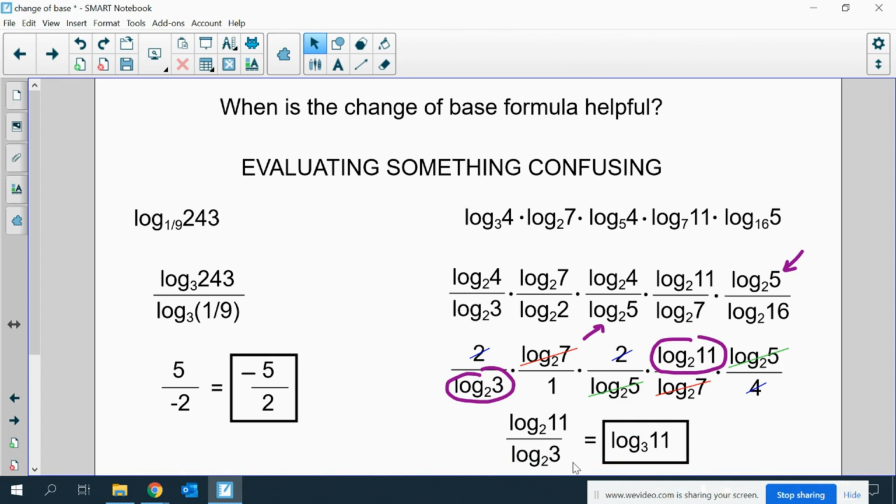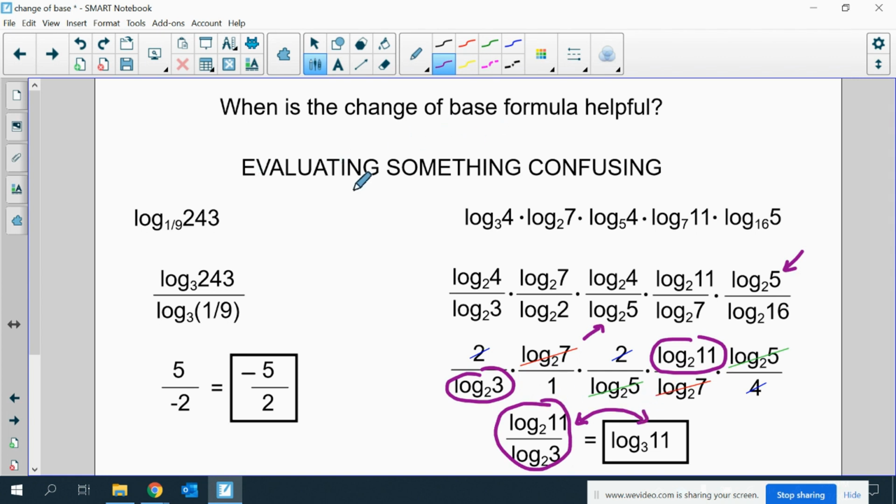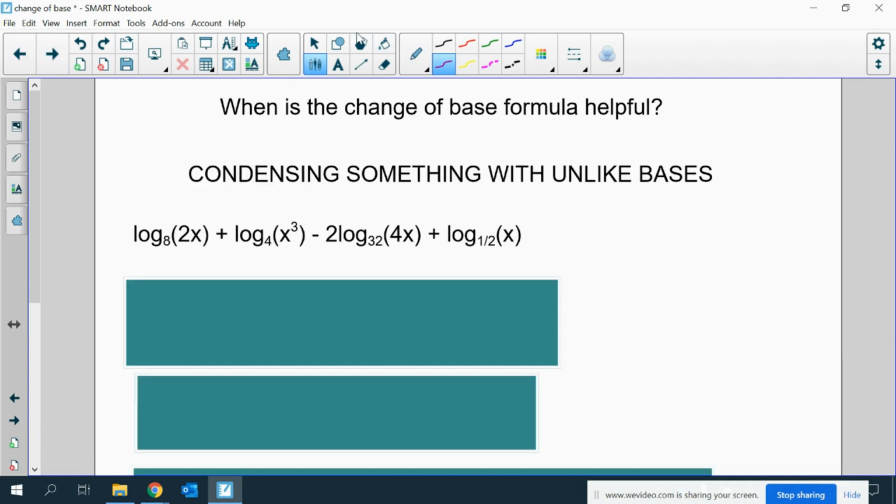So I end up with log base 2 of 11 over log base 2 of 3, which I can then rewrite using the change of base formula backwards to log base 3 of 11. Because if I can take this and write it this way, it makes sense that I can take this and write it the other way. So one way that the change of base formula is helpful is evaluating something confusing. One other way that it's helpful is condensing something with unlike bases.